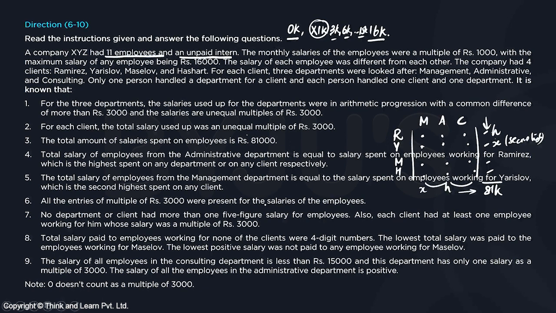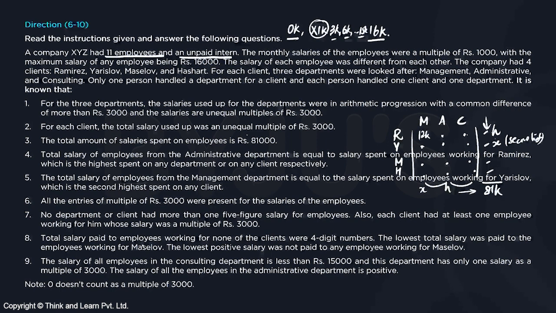Also, it is given that each client had at least one employee working with him whose salary was a multiple of 3,000. So if I get, let's say, 12,000 here, then there is no 5-digit number for the client R nor in the department M. So that is one thing more, which means we need to have only 4 5-digit numbers. Sorry, not 4. Should we have 4 or should we have 3? We should have 3, right? Because for 4 there will be a repetition. And also everyone has one employee whose salary is a multiple of 3,000.